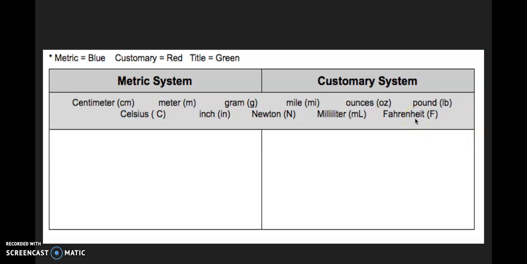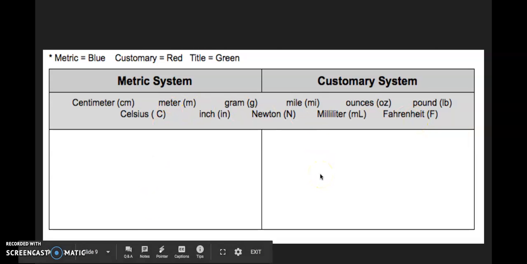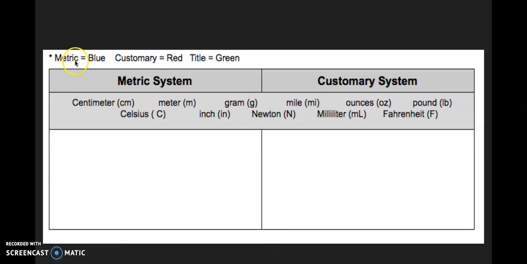Okay, place each one in the correct box. Then you are going to color code them. Okay, all the metric units you're going to shade blue. The customary units you're going to shade red.